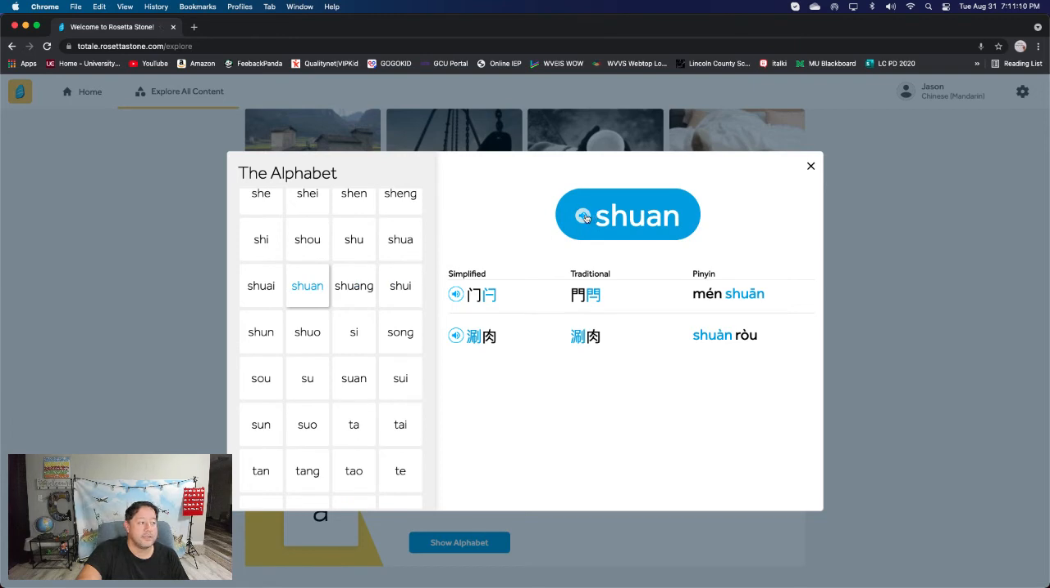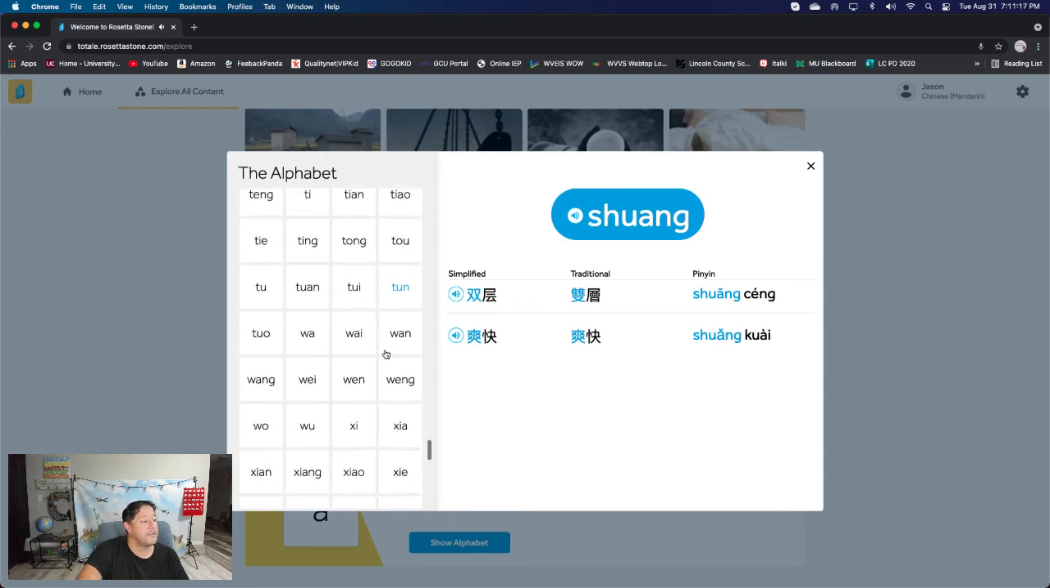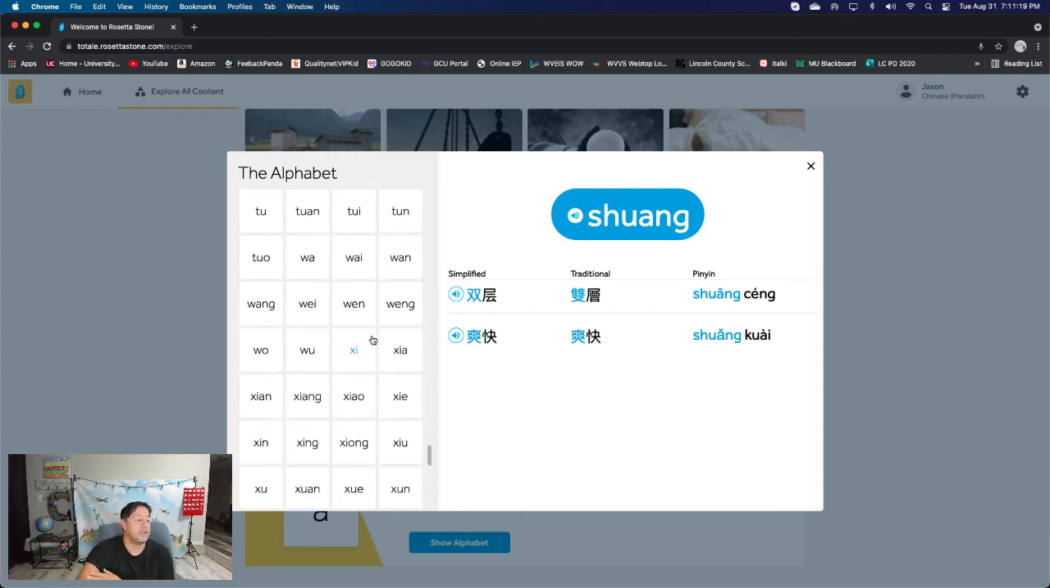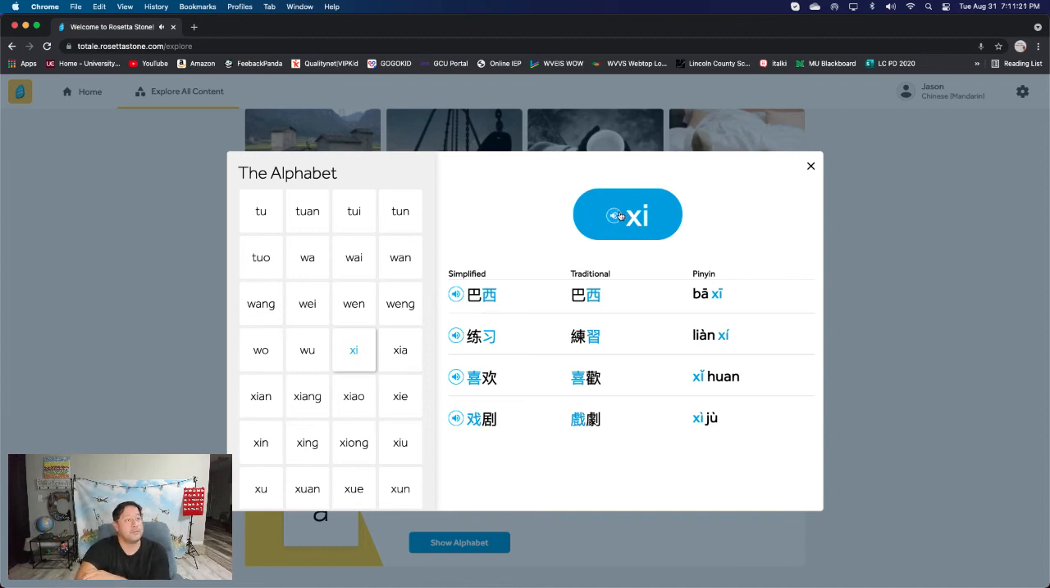Oh, these when we get to the SHs. 栓 Xuan, 双 Shuang, 双层 Zhuangzhang. Oh, the X is definitely the one. 西 Xi. It might be easy for some people, but for some reason, this is one that he had to hammer down in my head, and I still don't get it.